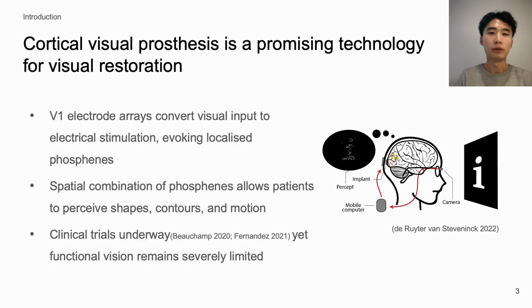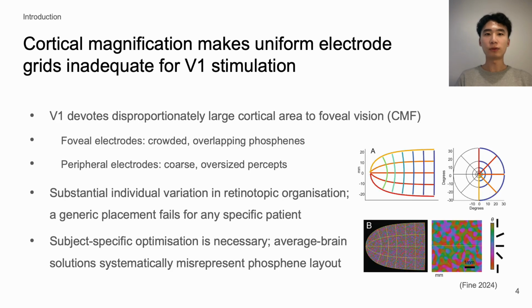Clinical trials are already underway, but the functional vision these devices provide today is still severely limited. So, cortical prosthetics are a promising but unfinished technology for restoring vision. A core reason for the limitation is that V1 is not a uniform screen. The cortex devotes a disproportionately large area to foveal central vision. This is the cortical magnification factor.